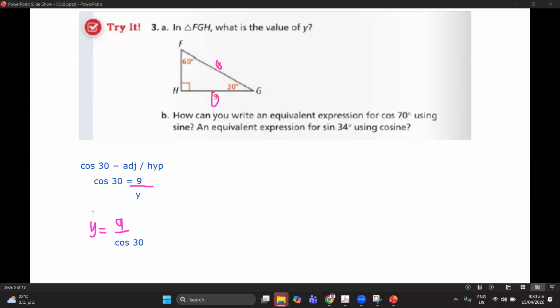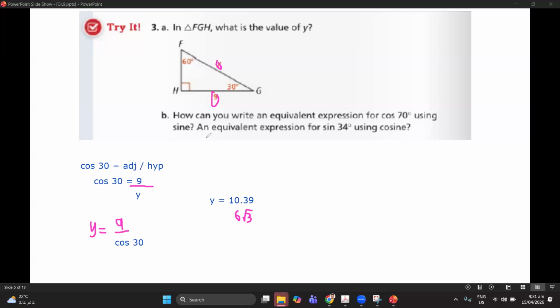Do we do it in the calculator? Yes, please. Bring your calculator and tell me the answer: 9 divided by cosine of 30. It would be 6 square root of 3. Excellent. Or as a decimal, it will be 10.39. This is how we find y. Is it clear? Yes. Okay.